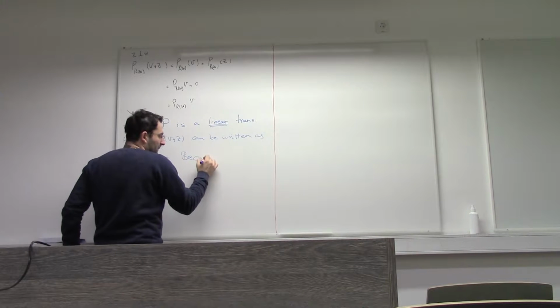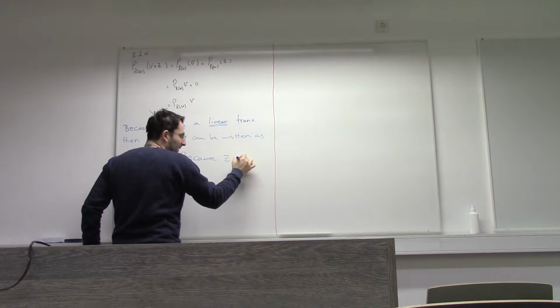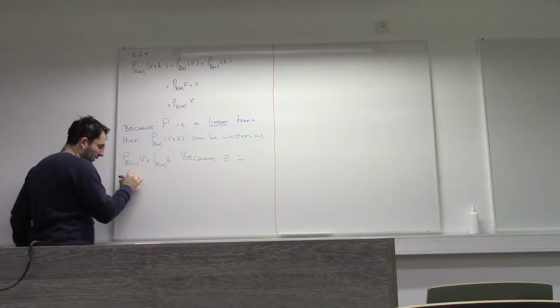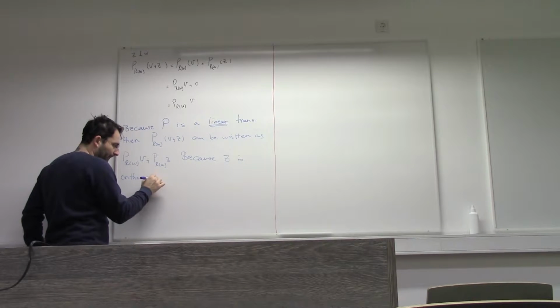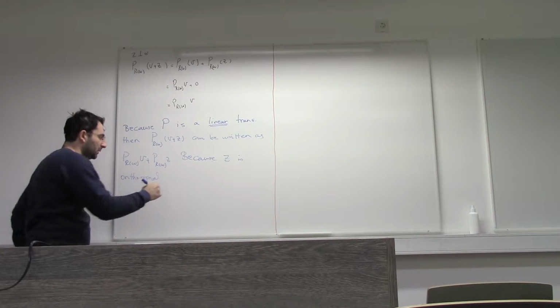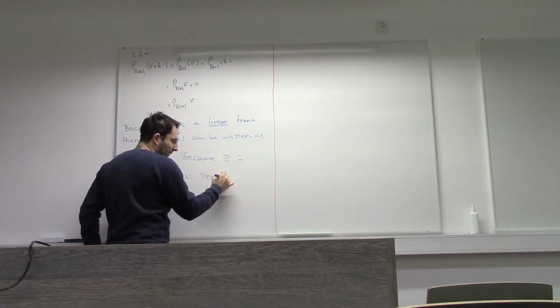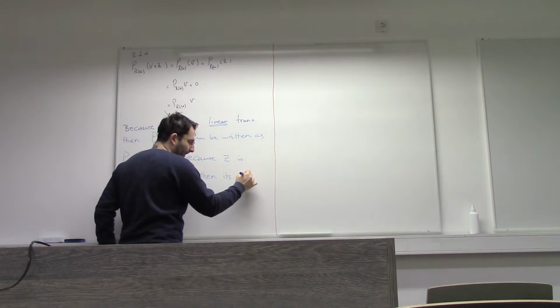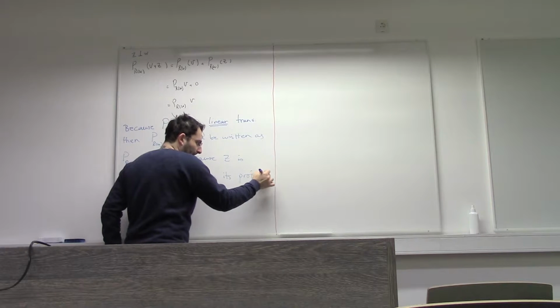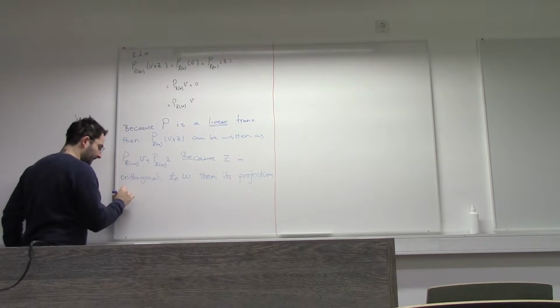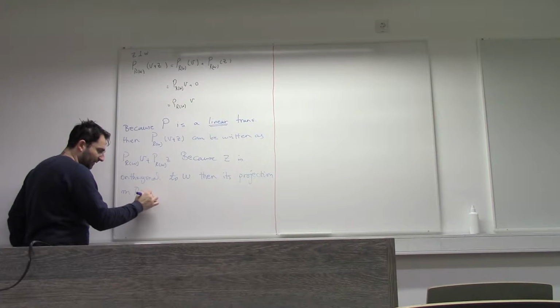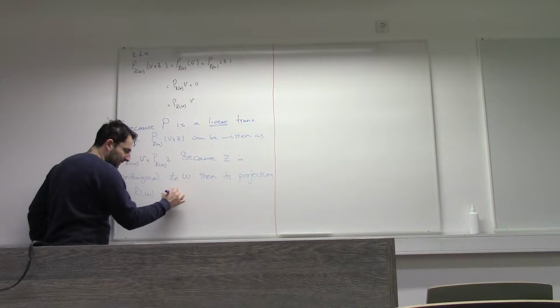Because Z is orthogonal, perpendicular to W, its projection on the range of W is 0.